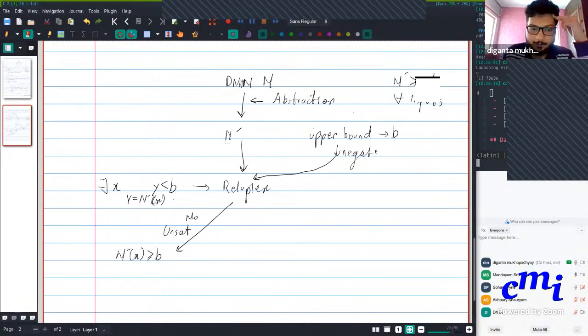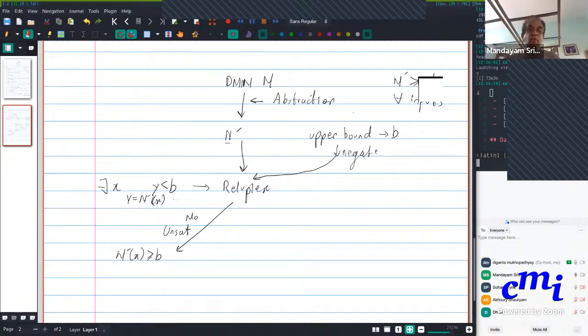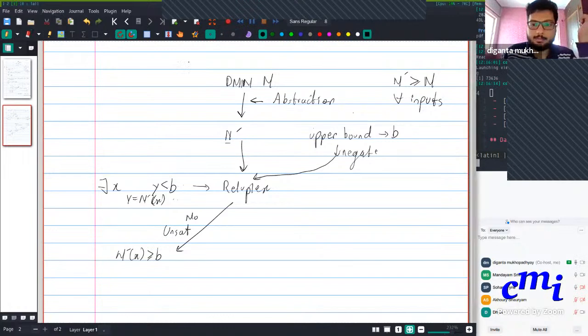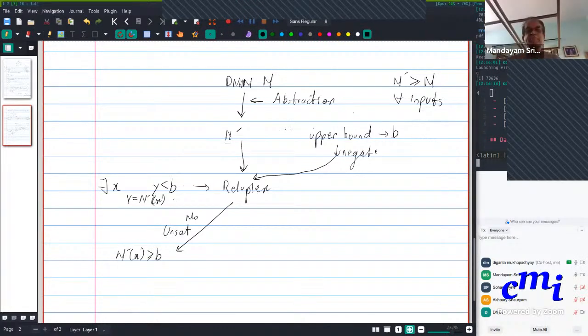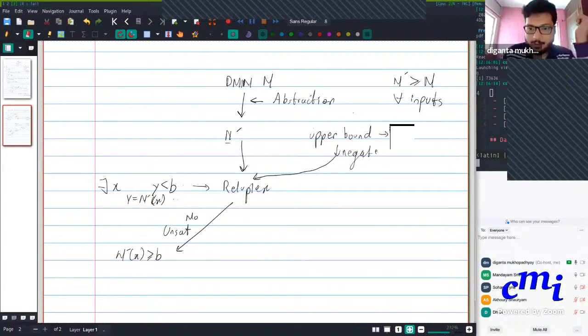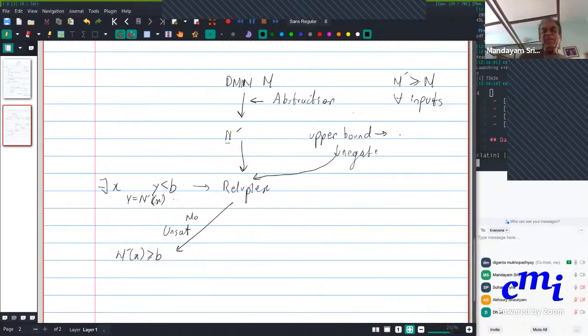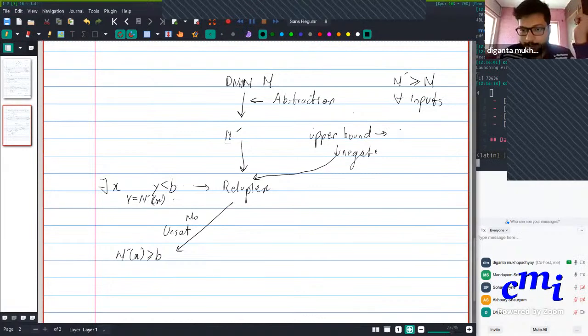No, your property will be saying that y is less than or equal to some constant. Oh, yeah. So the negation is greater than. Right, sorry, I missed this. So I should write this very clearly. The property is for all X, N of X should be... So this is the property. I'll write it up there.